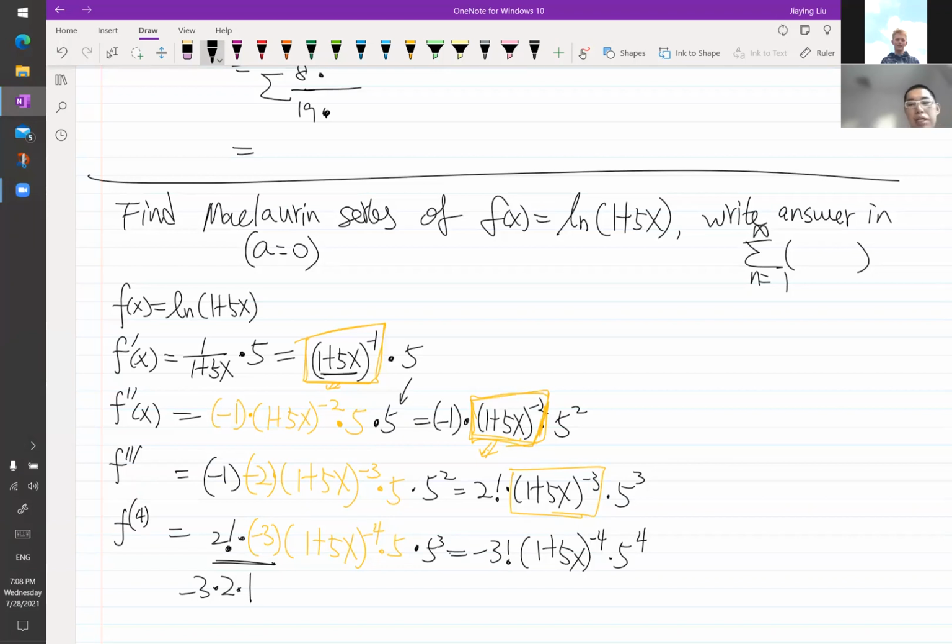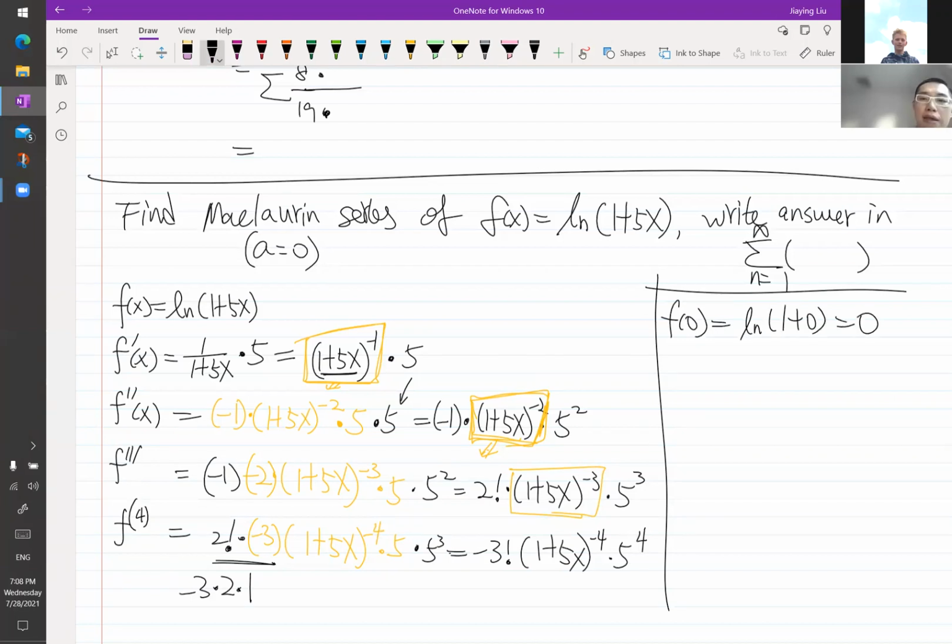And we can continue this if we want. So that's the derivative using the chain rule. And now we're going to plug in the value a equals 0. So f of 0 is the natural log of 1, which is 0. When we put 0 in the first derivative, we get 1 plus 0 to the -1, which is 1. So we just get 5. You can write it as 1 times 5 if you like.